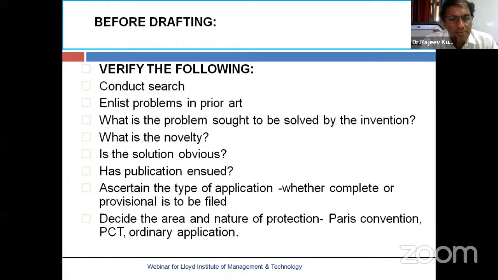We have an ordinary application that is filed only in India. We have another kind of application which is called a conventional application, which is filed in the countries which have signed the Paris Convention Treaty. So we can file in those countries also. And there is another kind of patent application which is called a PCT application or a WIPO application, which is kind of an application which can allow you to secure your patent rights in more than 273 countries of this world.